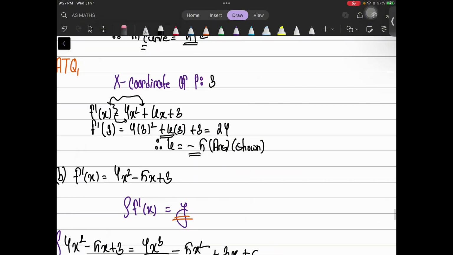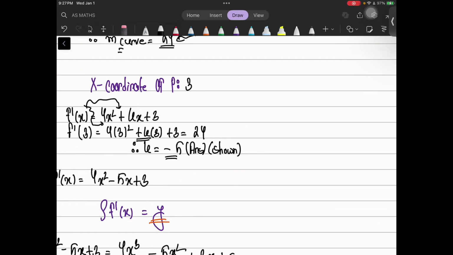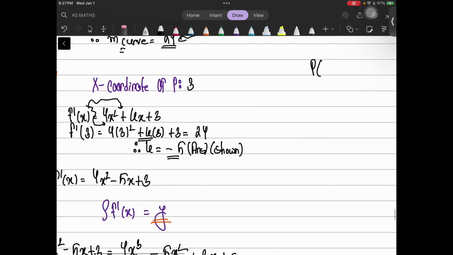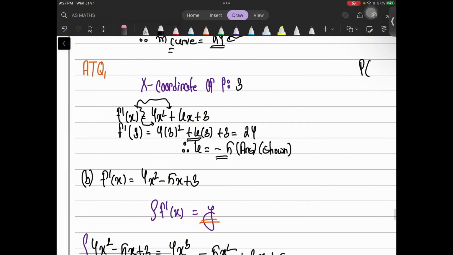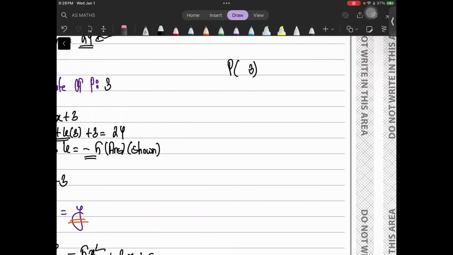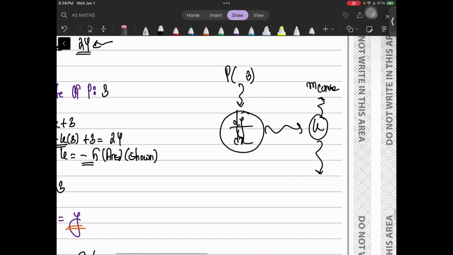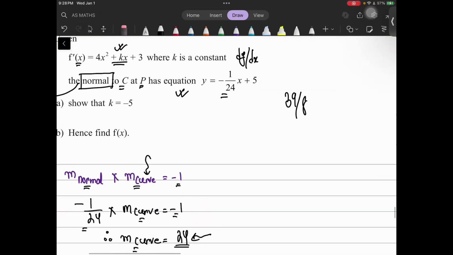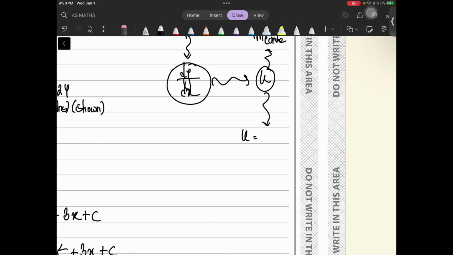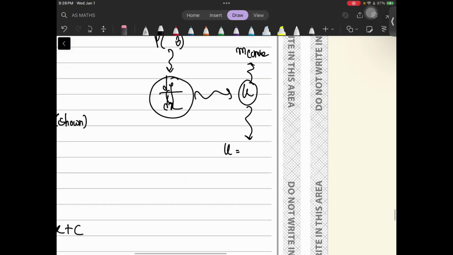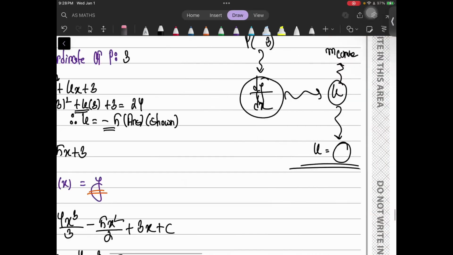So basically the gradient is at the point P, and P has an x coordinate of 3. So first of all you insert this in the dy by dx expression, and you get an expression in terms of k. And then this expression in terms of k is representing the gradient of the curve. We also know from the m1 times m2 equals -1 equation the value of the gradient of the curve. So the equation in terms of k is going to be equal to that gradient, and from here you find the value of k.